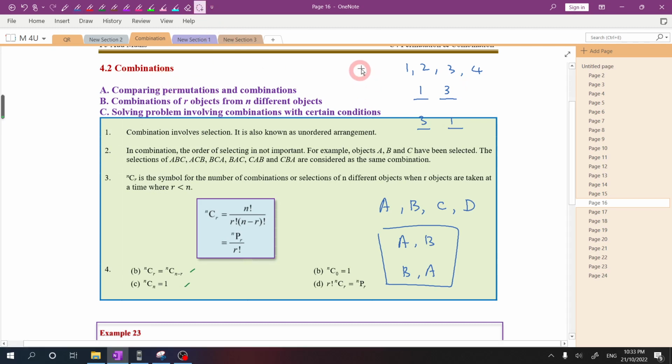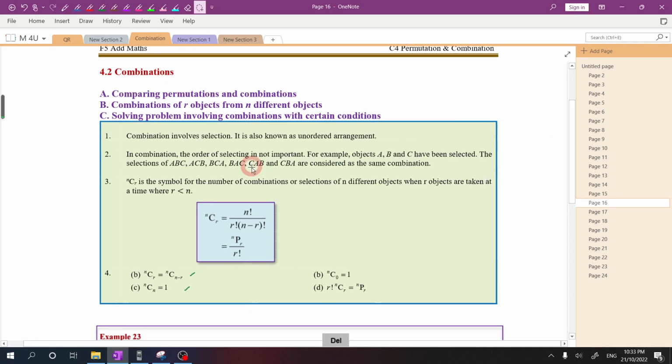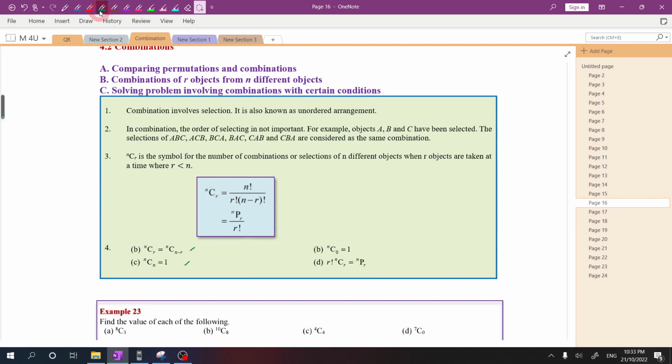Before I show you some examples, we need to know about this nCr. Okay, still remember nPr? You have n objects, you want to choose r of them, and this is permutation. The order of arrangement is important. Normally, it will involve things like forming a code or forming a password. So this is equal to n factorial divided by n minus r factorial, right?